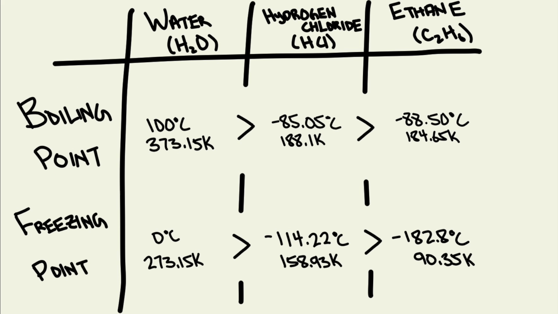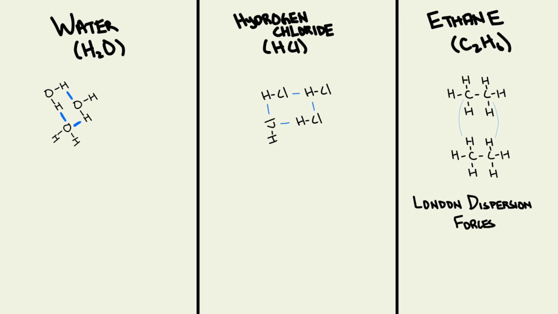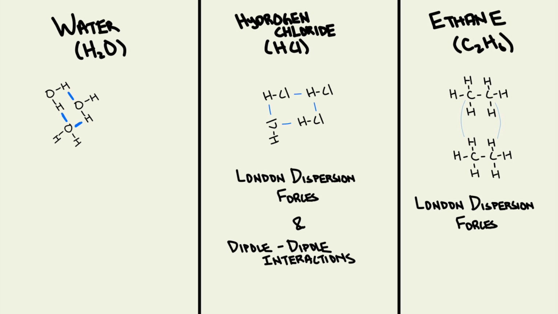When intermolecular forces are strong, molecules are strongly attracted to each other. Molecules experience different types of intermolecular forces: London dispersion forces, dipole-dipole interactions, and hydrogen bonds. London dispersion forces, the weakest intermolecular force, are temporary attractive forces that occur when two adjacent atoms experience temporary dipoles. Stronger dipole-dipole interactions occur between polar molecules due to the uneven distribution of electrons between atoms in a molecule. The attractive force occurs between the positive side of one polar molecule and the negative side of another.